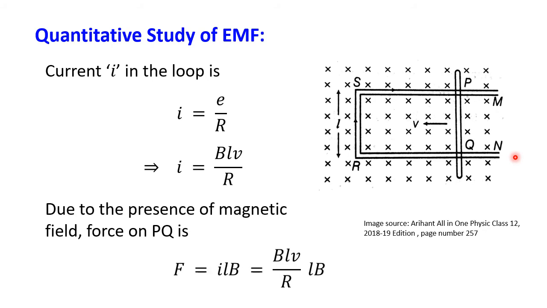B, the magnetic induction, into I, into L, the length of the conductor. So F equals ILB. Now instead of the induced current I, if you substitute BLV by R, then it is BLV by R into L into B. Multiplying B into B gives B square, L into L gives L square, into V by R. Therefore, F equals B square L square V by R.